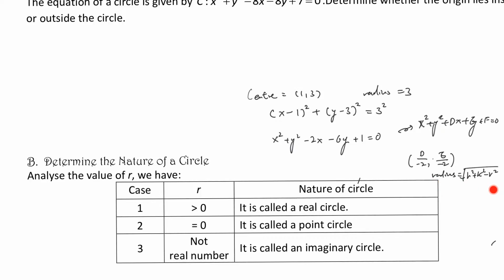Why? This is not minus r squared, it's minus f, okay? I want to point out that I know the coefficients of x and y, so we can find the coordinates of the center, but we cannot always find the radius. Why? Because the formula of the radius includes a square root.